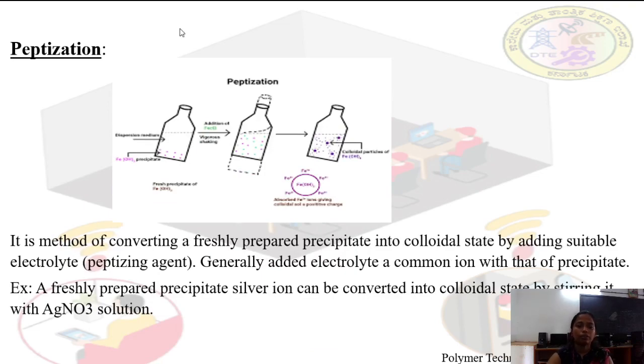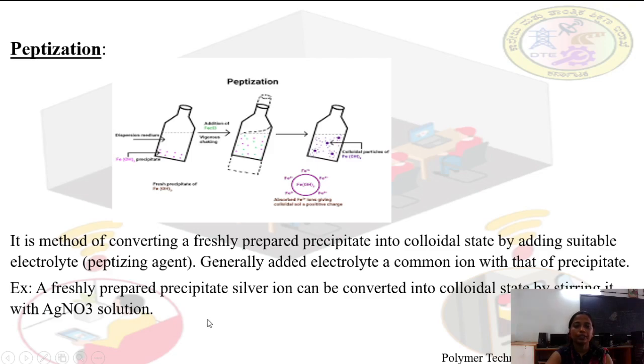Third one, peptization. It is a method of converting a freshly prepared precipitate into the colloidal state by adding a suitable electrolyte. So we are converting the precipitate into the colloidal state by adding a suitable electrolyte. Generally the added electrolyte has an ion common with that of the precipitate.